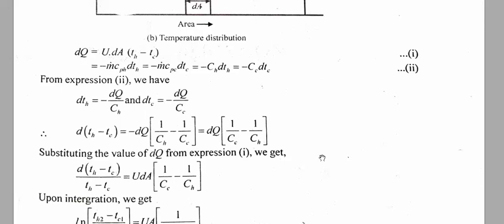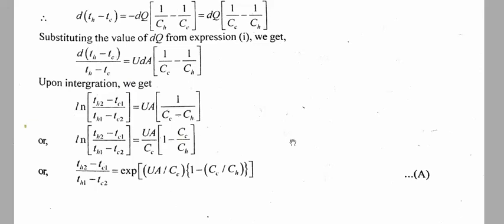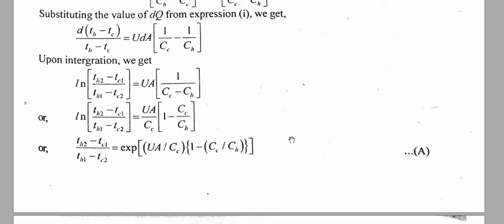In the parallel flow we have seen that we add both the terms, but in the counter flow we separate the 1 by Ch and 1 by Cc, and it will become dq (1 by Cc minus 1 by Ch). Substituting the value of dq in the equation, we will get d(Th minus Tc) upon (Th minus Tc) is equal to U dA times (1 by Cc minus 1 by Ch).